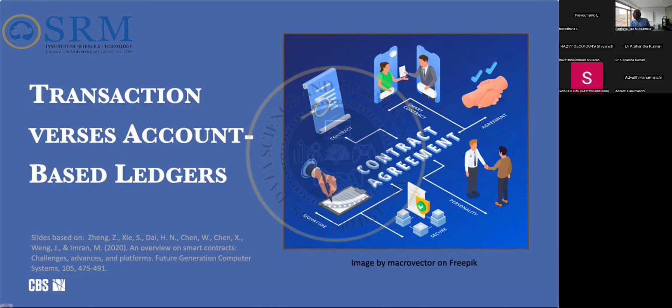Okay, so let's proceed further. One of the important things we need for smart contracts is the account-based ledger. I don't know how many of you still remember the discussions we had on transaction-based ledgers, when we were discussing cryptocurrencies. So let's see what the difference is between transaction-based ledgers and account-based ledgers.